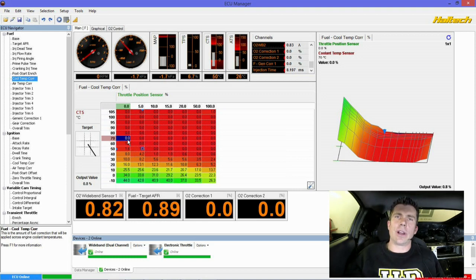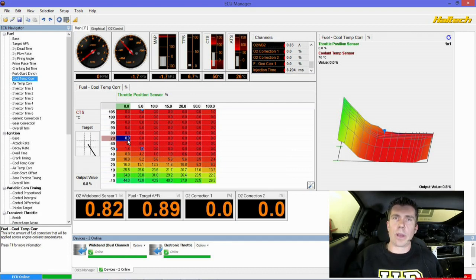Now, one thing I will point out that's really important, and I can't stress this enough, make sure you go through all of your compensation tables before you actually start tuning. What you're going to be looking for is making sure that there's no stupid corrections in there that are going to have you chasing your tail. And I'll give you a really good example of that in a minute.